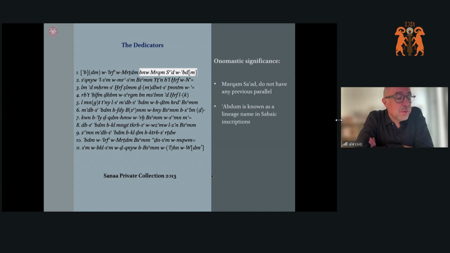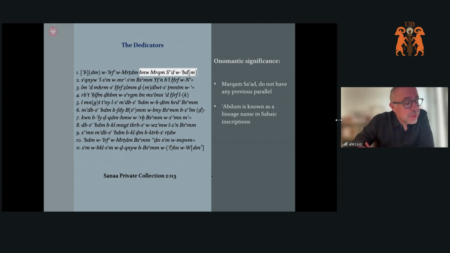Markam, Saad do not display any conjunction, as we see, and for this reason we could also interpret them as a double lineage, but the former does not have any previous parallel, while Abdum is known as a lineage name just in Sabaic inscriptions. Therefore, the possibility of considering them also as proper patronymics should not be completely ruled out.